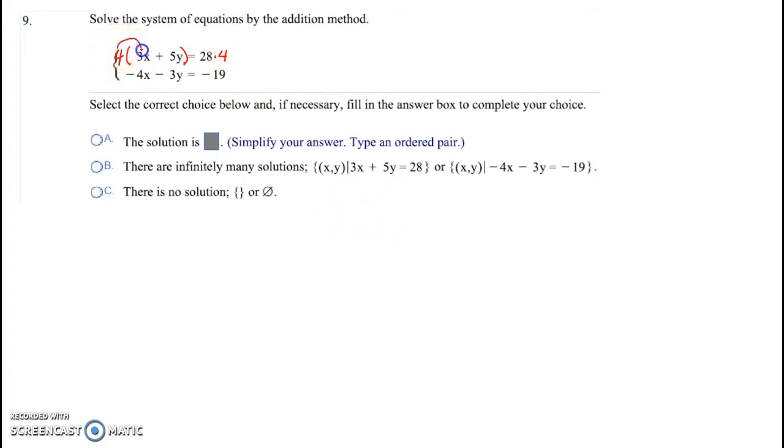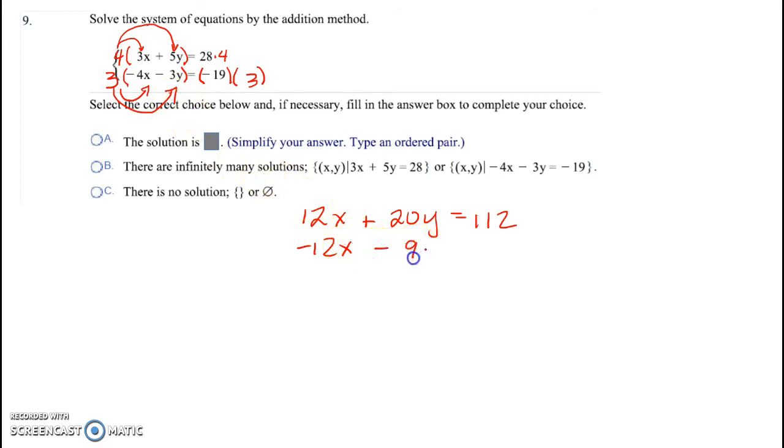That gives me, don't forget, distributive property of both of the terms. I get 12x plus 20y equals, now we've got to find 28 times 4. That's 112. Right here, I'm going to multiply both sides of this equation by what? If I'm trying to eliminate my x's, yeah, it's got to be a 3. So now we're going to use our distributive property. I'm going to take 3 times negative 4x, that's negative 12x, and then 3 times negative 3y, that's negative 9y, equals, I've got 3 times negative 19, it looks like that's negative 57.